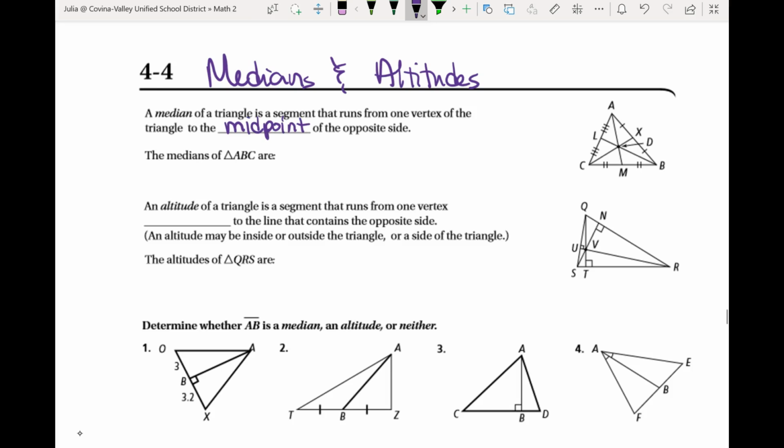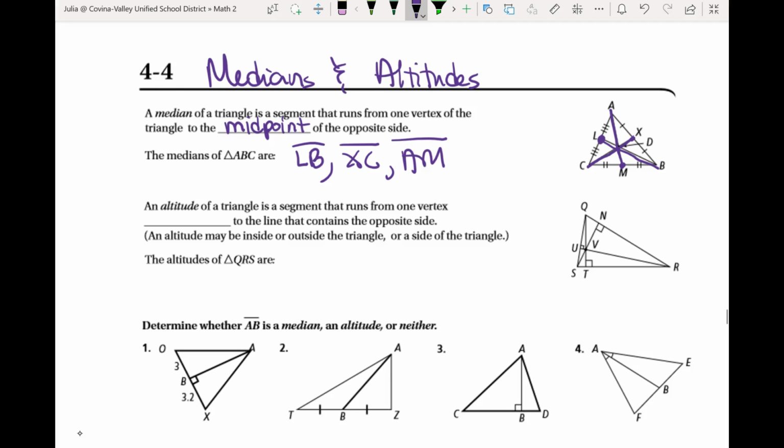Over on the right, name for me 3 medians. Start where the midpoint is, like the letter L, and name that median for me. Where does it go? L to what? LB. So LB is one median. What's another median? XC. Good. X is a midpoint and it goes across to C. And what's another median? Good. M is the midpoint and it goes to A. You could also say MA. You can change those 2 letters.